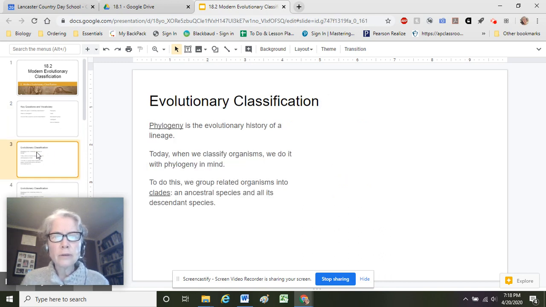Let's start with a few of these terms. So, to begin, it's worth defining the word phylogeny. Phylogeny is the evolutionary history of a lineage. And in modern biology today, when we classify organisms, we do it with the evolutionary history in mind. And to do this, we group related organisms into groupings called clades. A clade is a group that includes an ancestral species and all of its descendants.